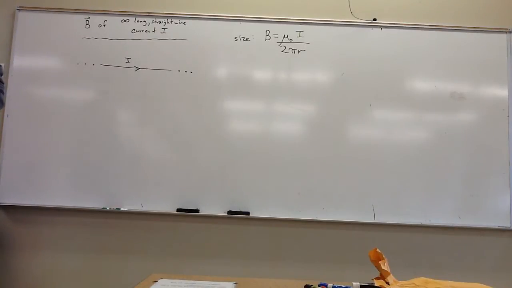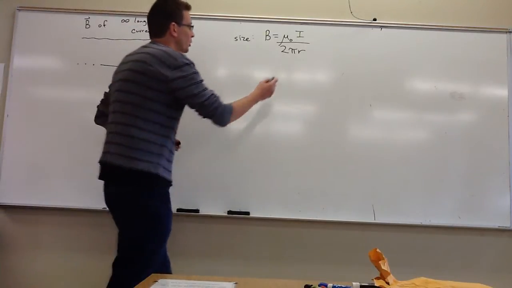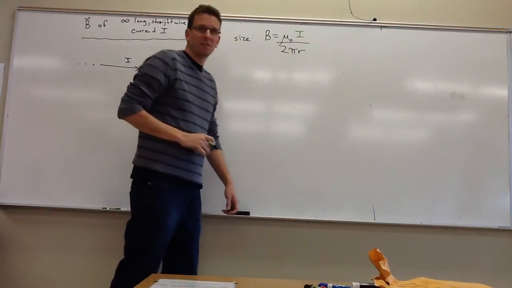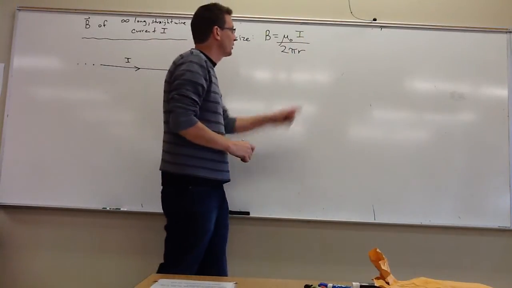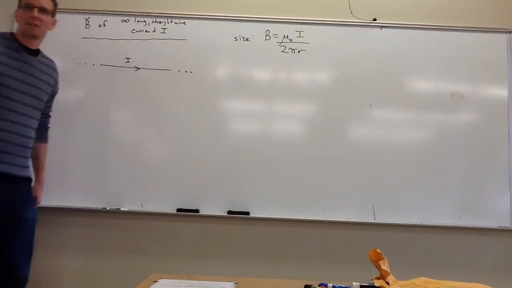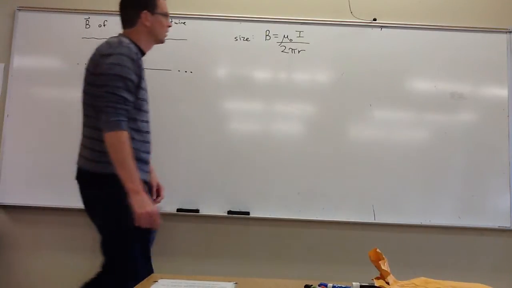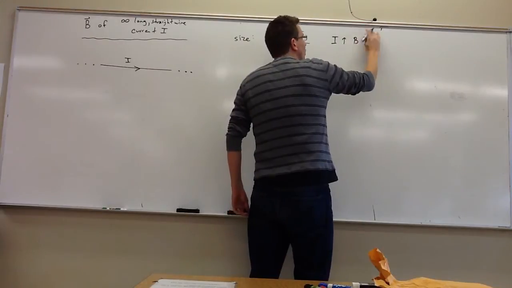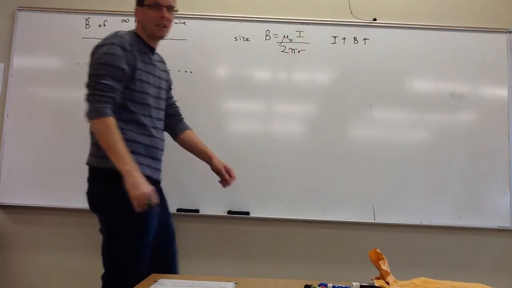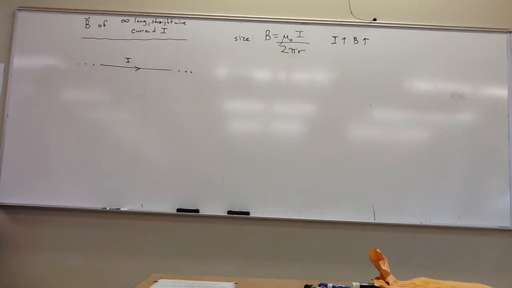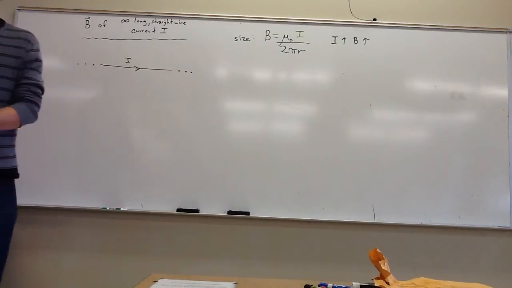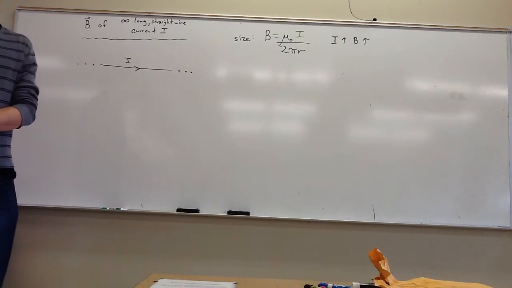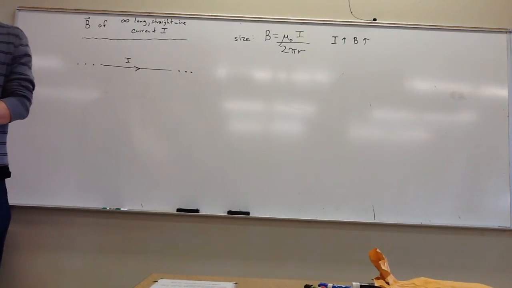Okay, so what are the variables? Well, current. That's obvious. You need current to run through that wire because that's what creates the magnetic field, those moving charges. And the more current you have, the stronger the magnetic field will be, all else being equal. So more current causes more magnetic field, and of course, vice versa, less current or even zero current will cause little or no field.